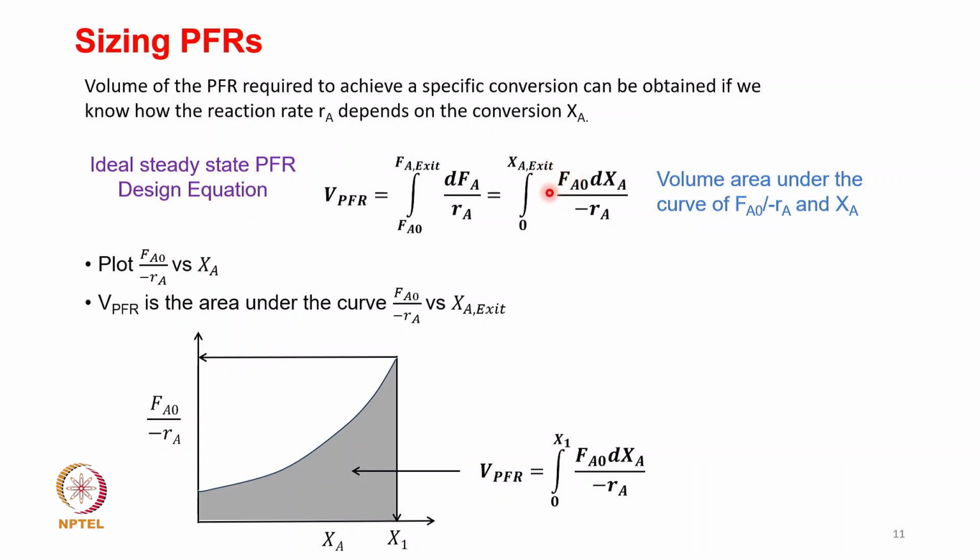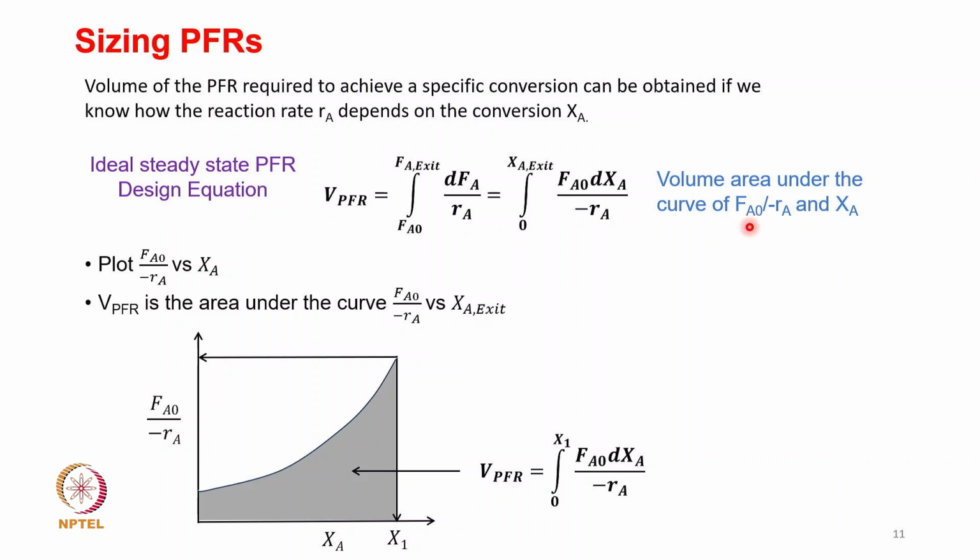So you can take the FA naught out, and the differential term would be replaced by dXA, because the variable is changed, and there would be a minus sign here. You see that the integral is also replaced. So previously the variable was dF, now it is dX. So you see that at the start of the reactor the conversion is 0, and at the exit you achieve a conversion of XA, and the integral limits are updated appropriately.